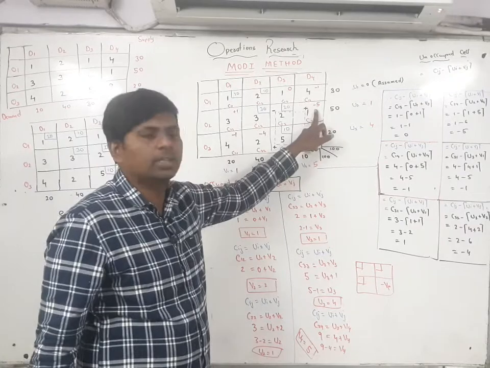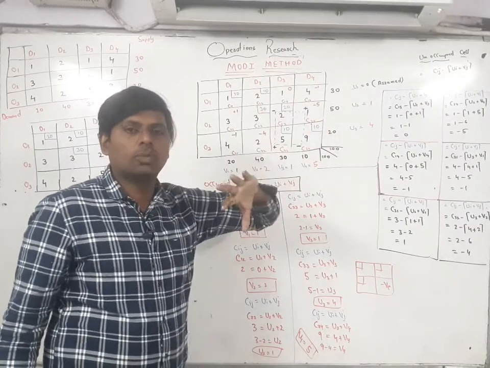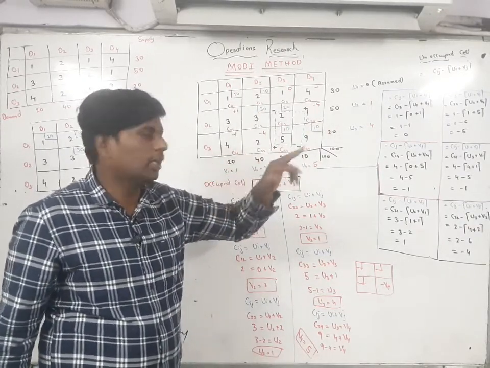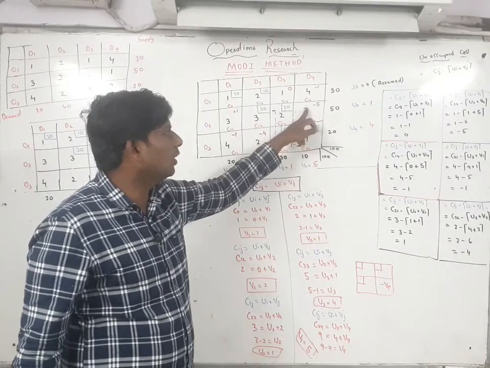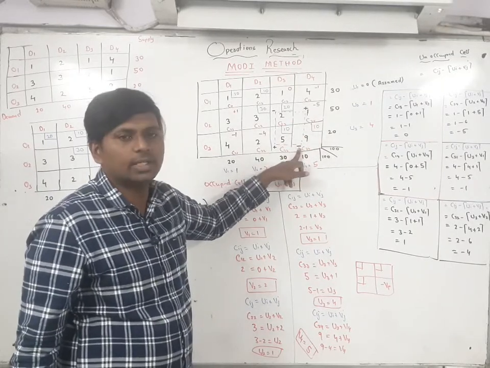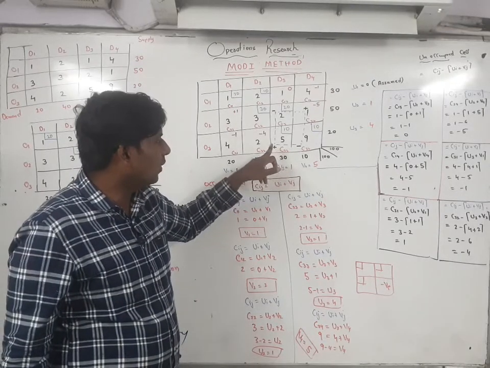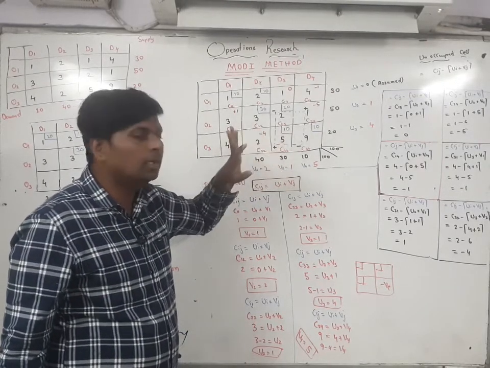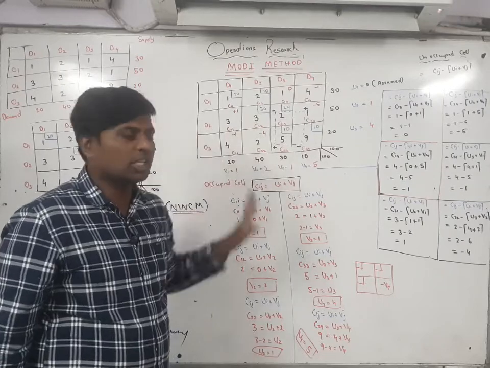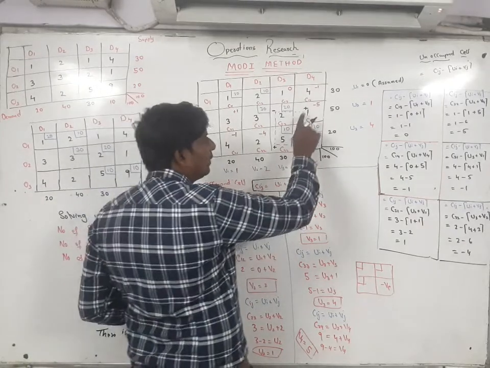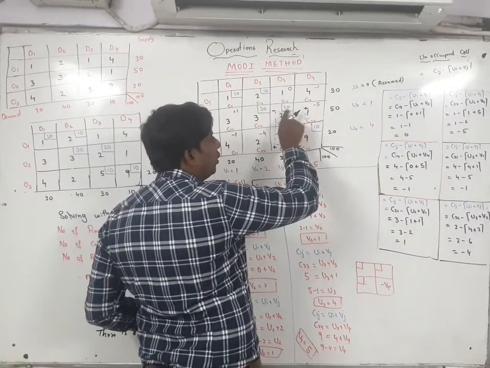Here negative sign is there now. So wherever the unoccupied cell has a negative sign, you have to make that one positive. If this one is positive, the next one is negative. If this one is negative, the next one is positive. If this one is positive, the next one is negative. Like that the cycle will change. So here positive sign is there. Beside that, what is the value? 20.